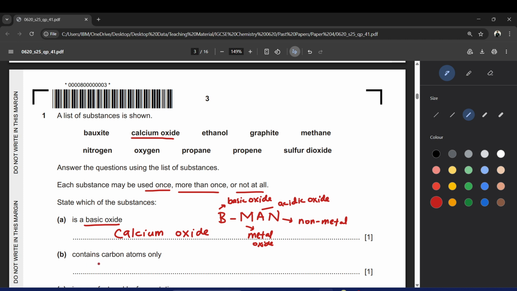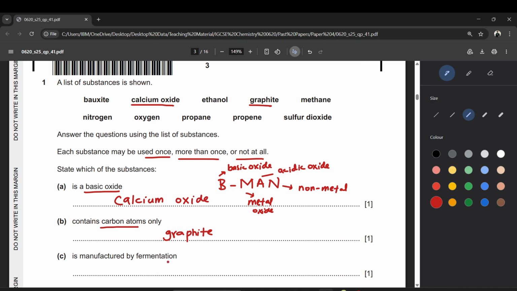All right. Part B says contains carbon atoms only. Now you need to look for a substance that contains carbon atoms only. If it contains only carbon atoms, the answer could be one of two. It could be either graphite or diamond because these are the only ones which are in your syllabus, right? The allotropes of carbon, as we say. So we can see from our options that we have graphite over here. Okay, so this would be graphite.